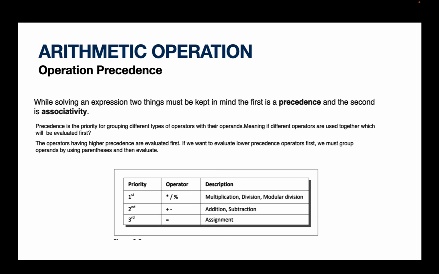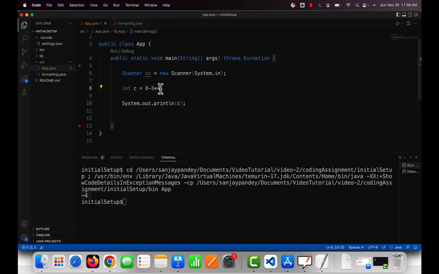Let's go into Visual Studio Code. In the same example, we realized that multiplication has higher precedence, so it was done first. But suppose now I add this bracket in here.